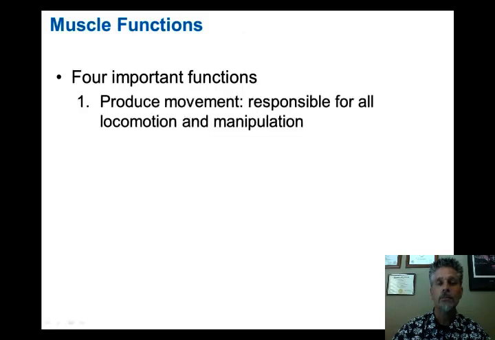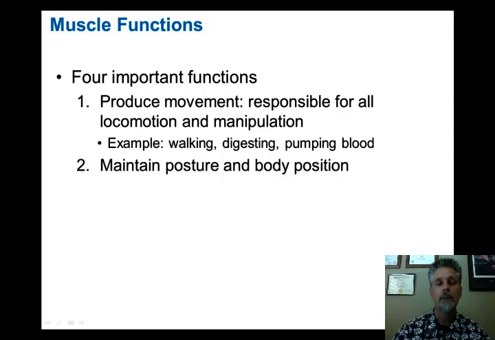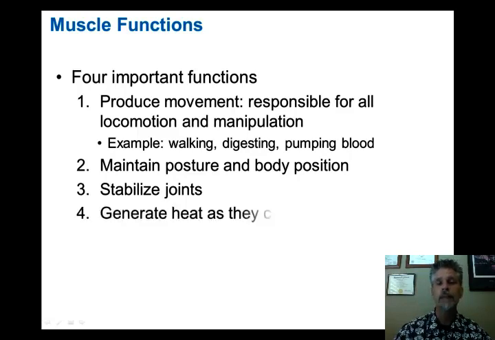For important functions, of course, producing movement, for things like locomotion, as well as moving things around the body, right? Moving the body as well as moving things around the body. Maintain posture and body position. Stabilizing the joints, like we saw. We talked about like the shoulder joint and how that cavity, that glenoid cavity, is not very deep, so we have a variety of tendons and ligaments to help hold it in place.